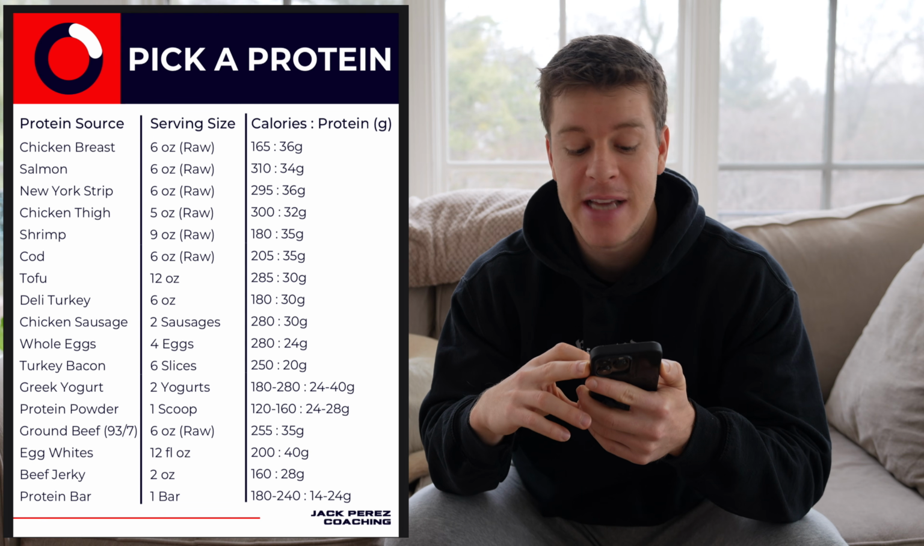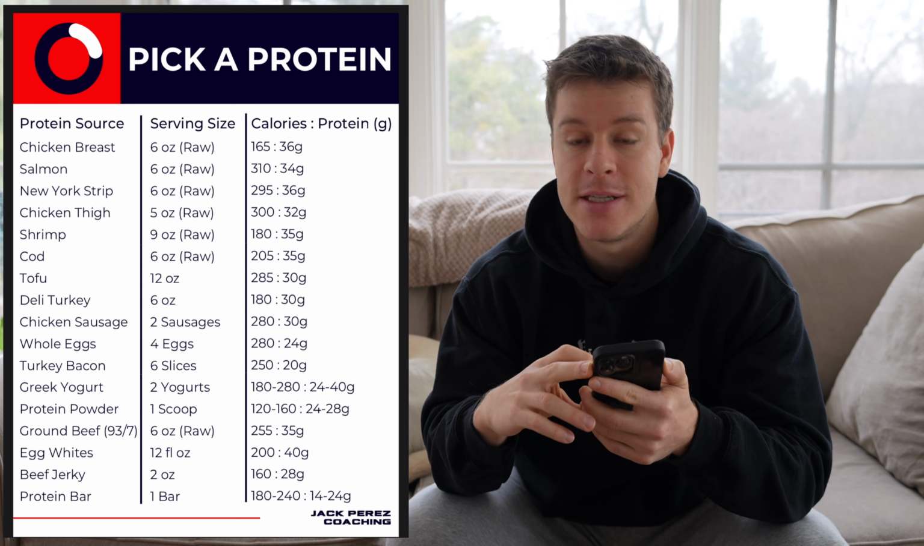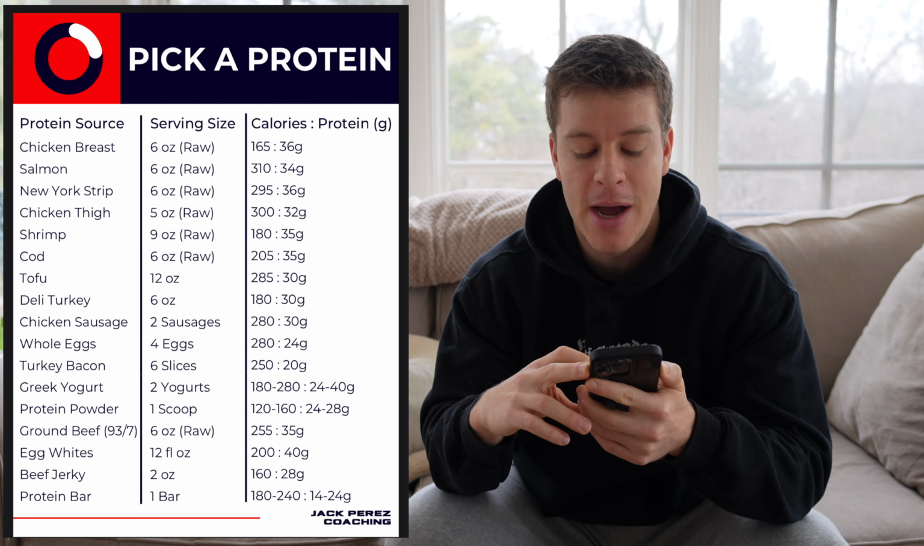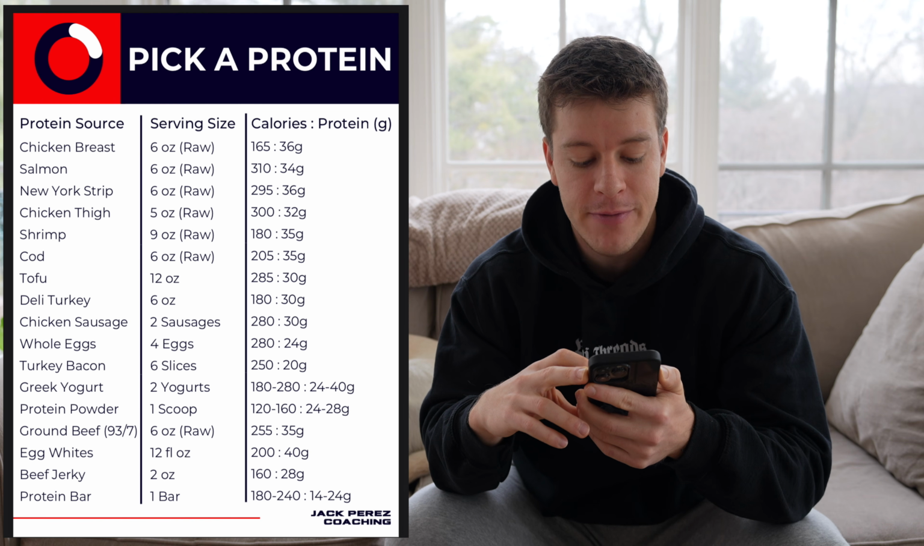And as far as some protein sources go, I'll read off a few that I have here on one of my lists for my clients. Chicken breast, 6 ounces raw, is about 165 calories and 36 grams of protein. You could have salmon, which at about 6 ounces raw is 310 calories and 34 grams of protein. You could use shrimp, which at 9 ounces raw is about 180 calories and 35 grams of protein.